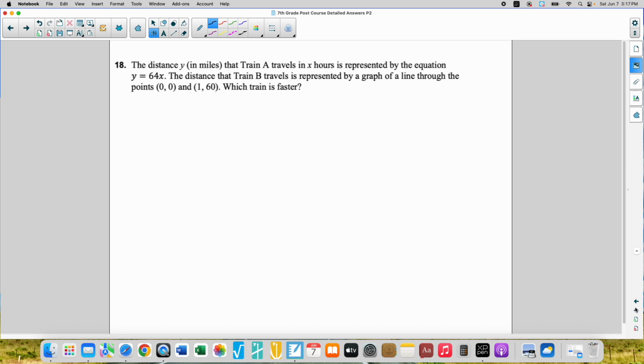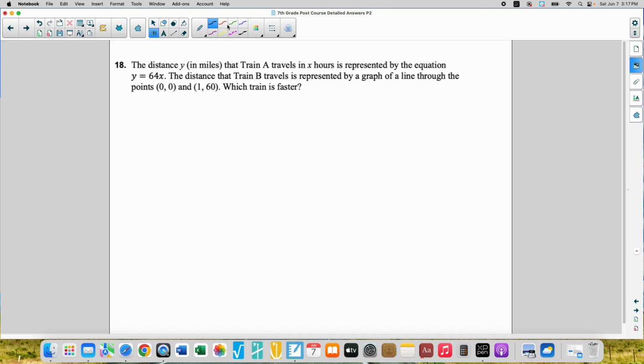All right, number 18. The distance y in miles that train A travels in x hours is represented by the equation y equals 64x. The distance train B travels is represented by the graph of a line through the point 0, 0, 1, 60. Which train is faster?